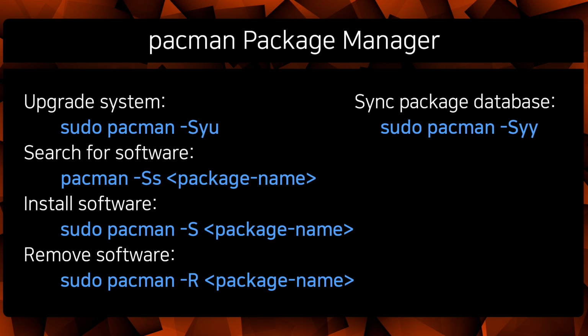Here I'm just showing some of the most common commands for the Pacman package manager. So to upgrade, we would use -Syu to upgrade the system like we did in the beginning. To search for software, we would use -Ss followed by the package name. Then to install software, we just use -S followed by the package name. To remove software, we would use the -R option. And finally, to sync the package database, we would use -Syy.